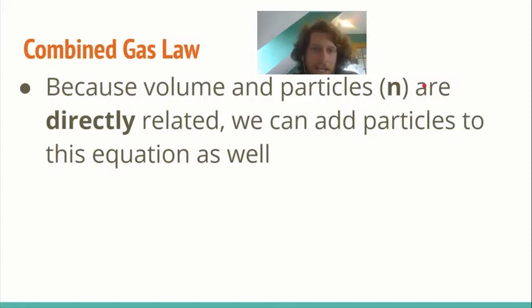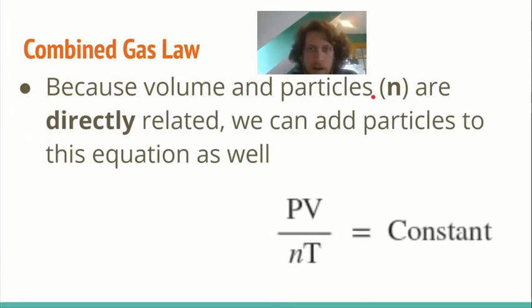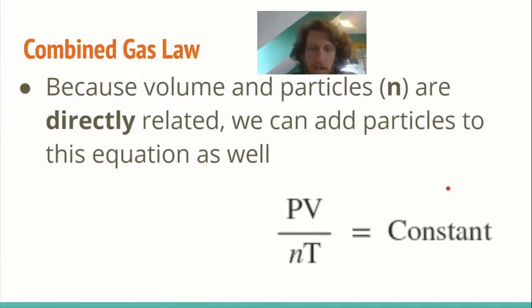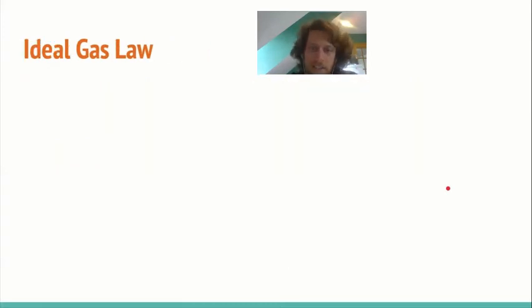So with the combined gas law, we're going to add this in. Because volume and particles are directly related, we can add particles to the equation. You see this N right there? That's the variable that we're going to put into the equation. N is the number of particles, or the number of moles. And there it is: PV over NT is equal to our constant. It has the same relationship, V up top and N down at the bottom. This is the ideal gas law. PV over NT is equal to some constant, which stays constant because we are not changing the system.